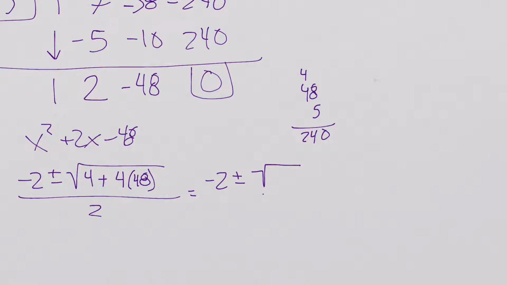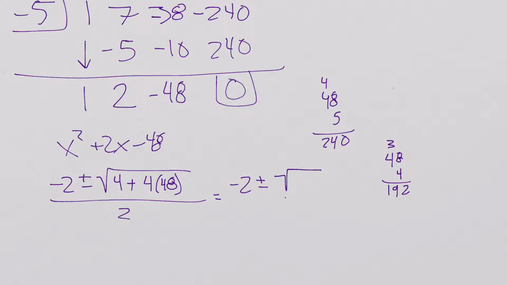What's 48 times 4? Well, 48 times 4 is 4 times 8 is 32. 4 times 4 is 16, so we have 192 there. So 192 plus 4 is 196. And what am I going to go do from here? That's all still over 2. I will keep going. Negative 2 plus or minus the square root of 196 is 14.